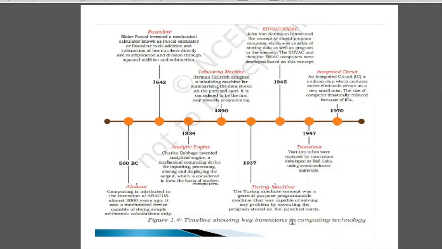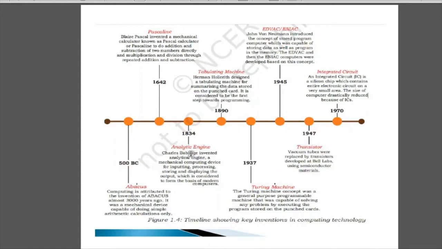Key invention means the turning point, where an invention happened in computers that turned out to be a turning point, after which the generations of computers changed completely. Like first the abacus, that was a simple calculating part. Then came the Blaise Pascal calculator that also performed division and multiplication. So it was a major change, right?